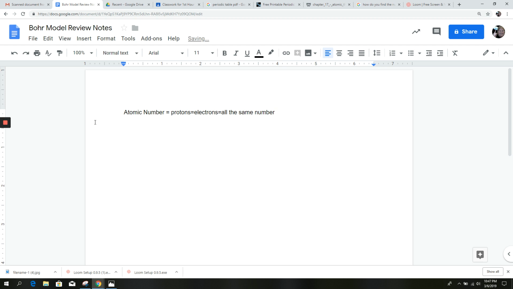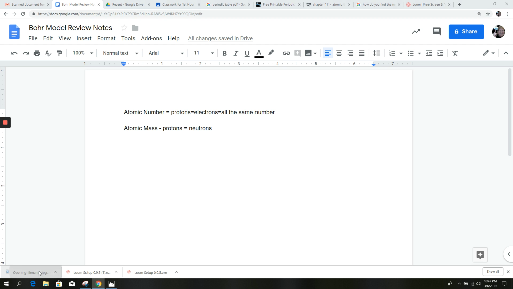Okay. The atomic mass minus the number of protons equals the number of neutrons. You just got to do some simple subtraction there. Okay. Now, here's where I started noticing some problems.